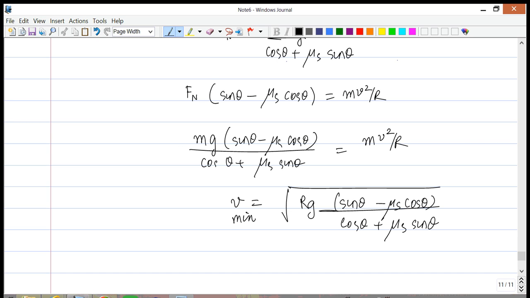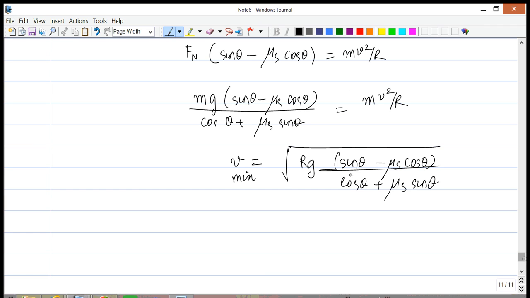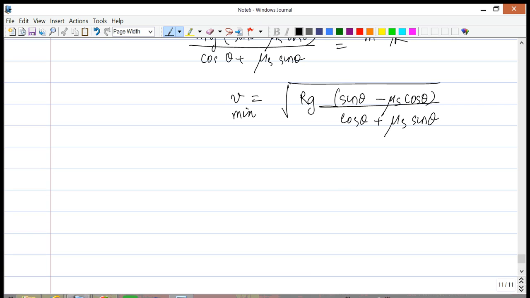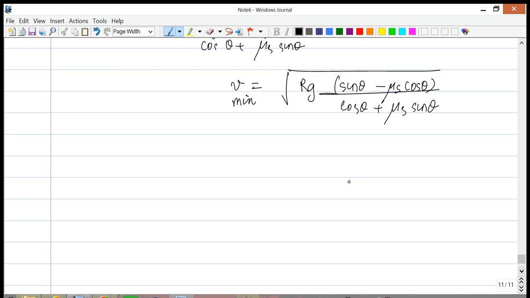Now there is a maximum speed also, and for the maximum speed, all we need to realize is that the force of friction will be pointing down the incline. You can do this as an exercise: repeat the problem. As your speed increases, at some point you're going to slide up the incline, which means the force of friction must be pointing down the incline. This gives us the value.